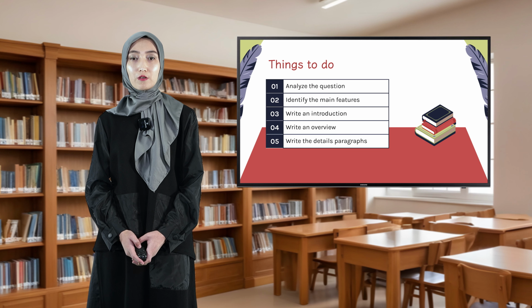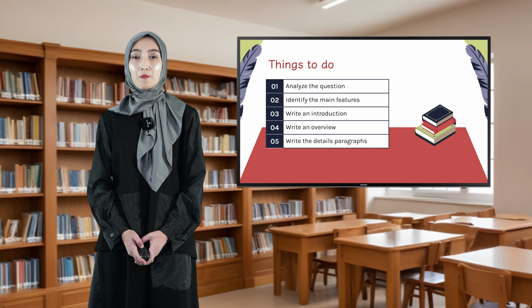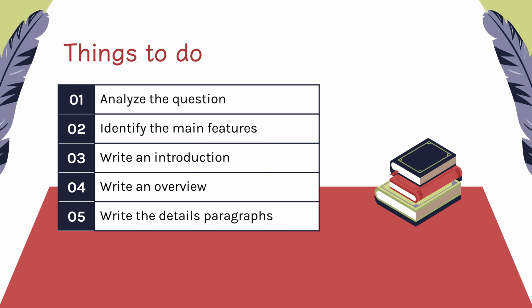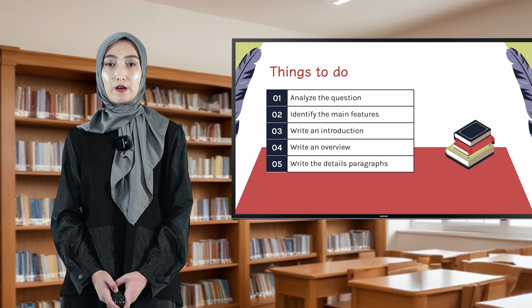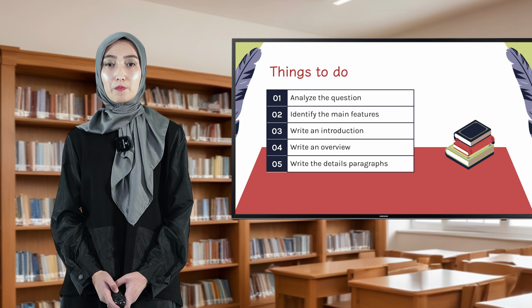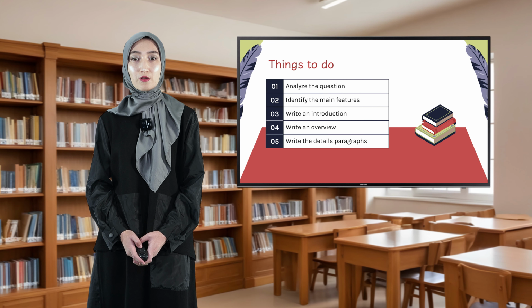After taking your question paper, there are mainly 5 things to do. First of all, you should analyze the question, and after that you should identify the main features. Then you can begin your essay by writing the introduction, and then an overview, and in the last part you should describe the details, describing the changes in your main paragraphs.